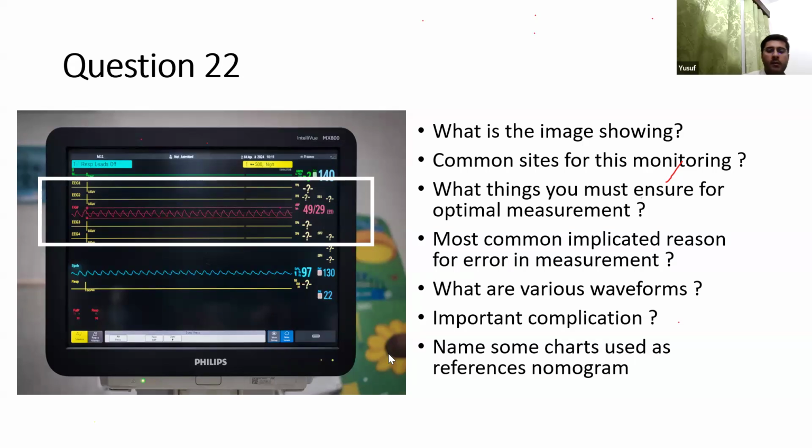Complications. What are the important complications? And how would you say that this baby is having hypertension? What are the important charts that you use as reference normograms? Okay, complications are correct. Yes.